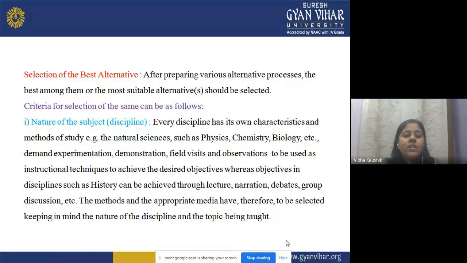Whereas objectives in disciplines such as history can be achieved through lecture. Now, what they are saying is, when a teacher is teaching natural sciences, the teacher has to use experiments, demonstration method, field trips, and observation. When a teacher is teaching subjects like history, the objectives can be achieved when the teacher uses lecture method, narration, debates, group discussion, etc.